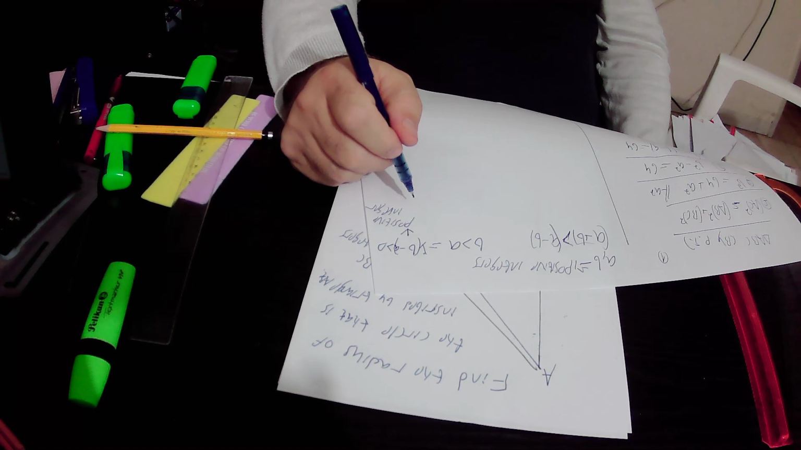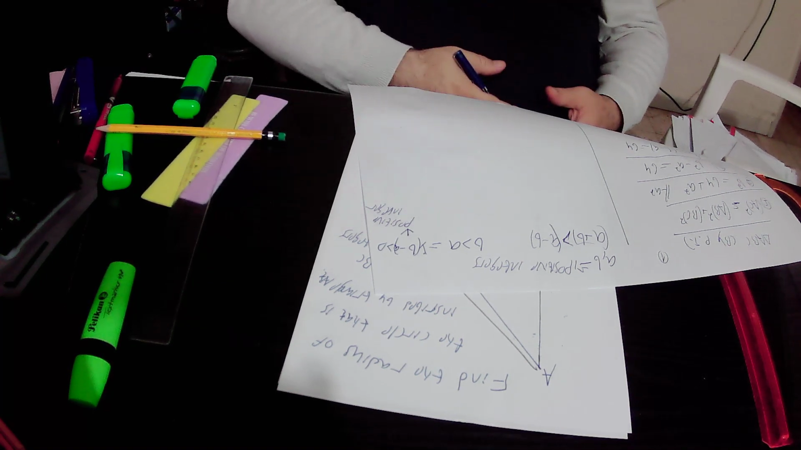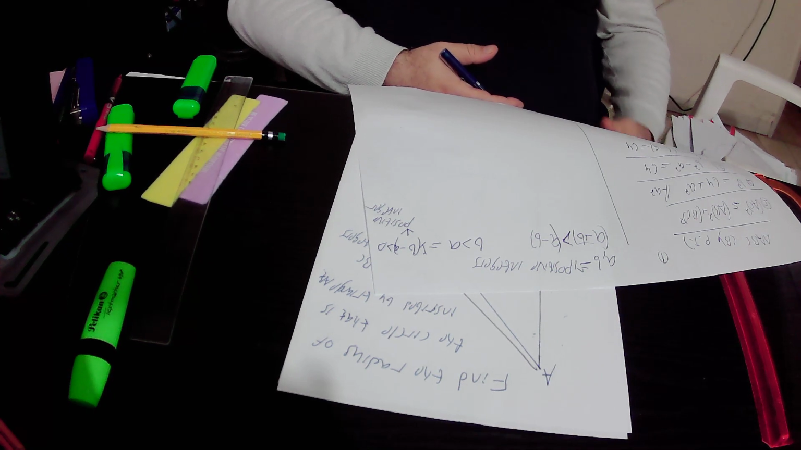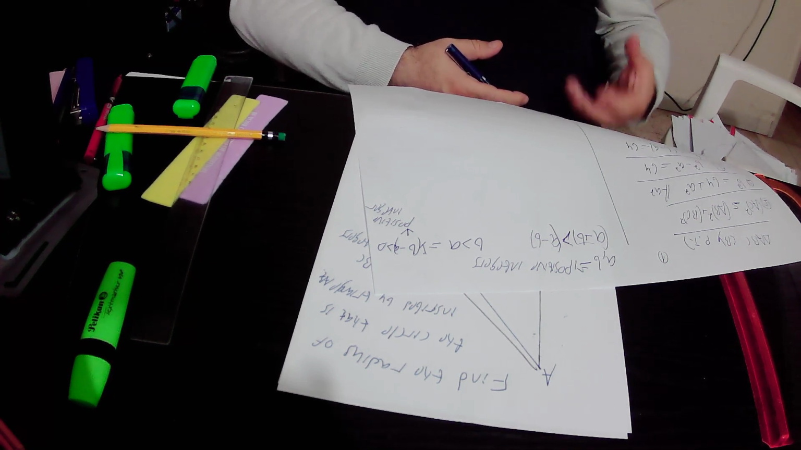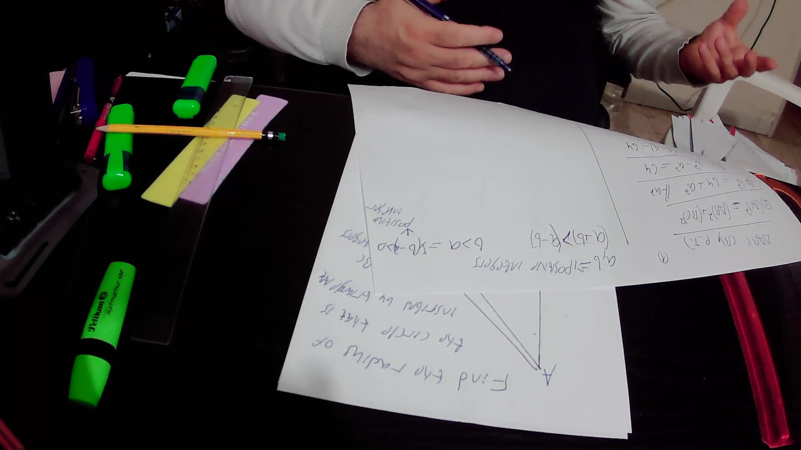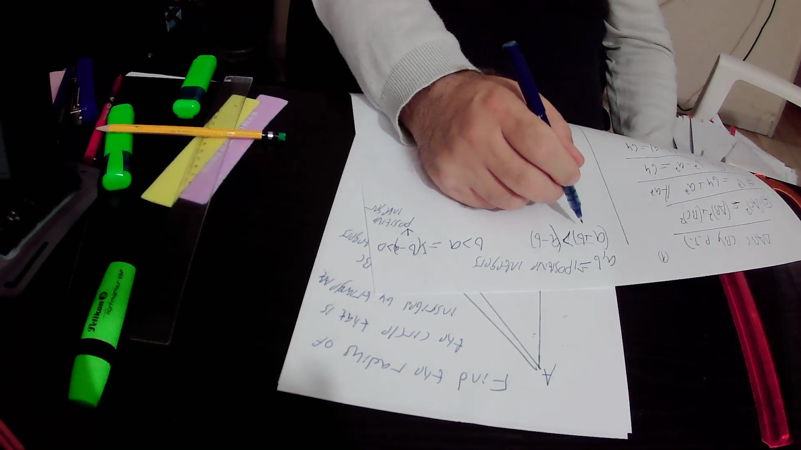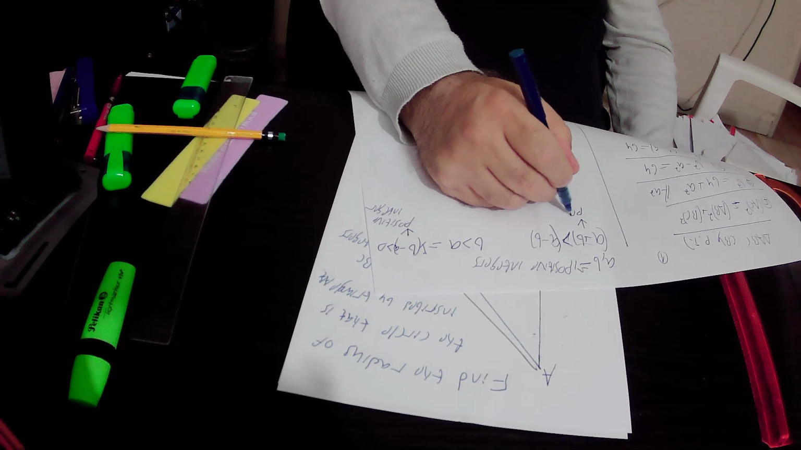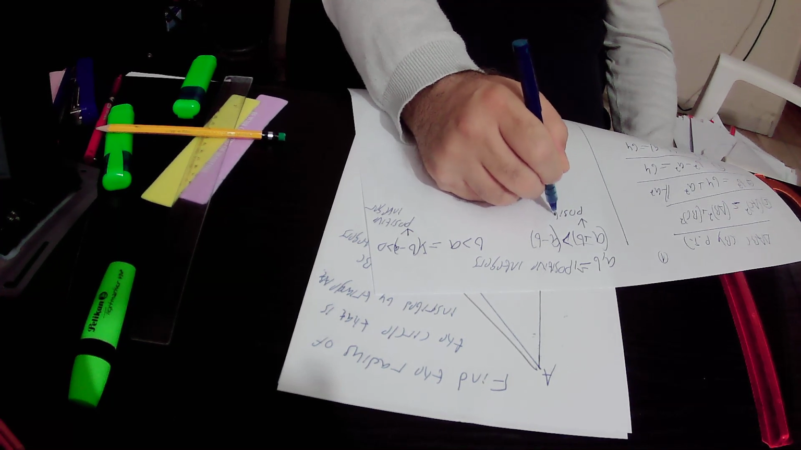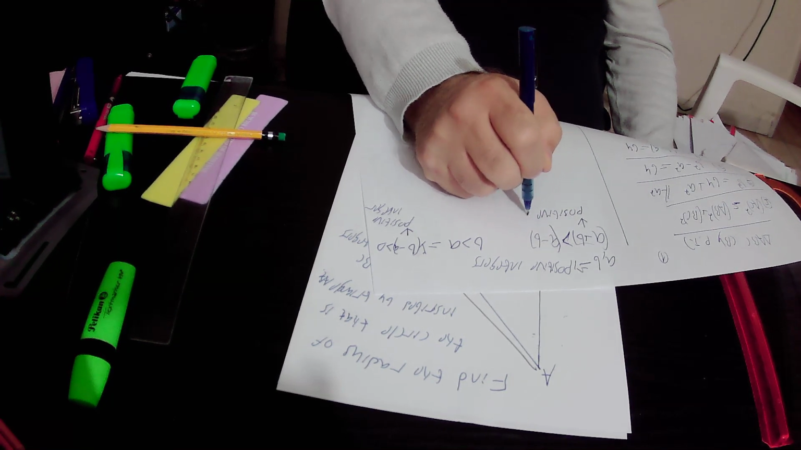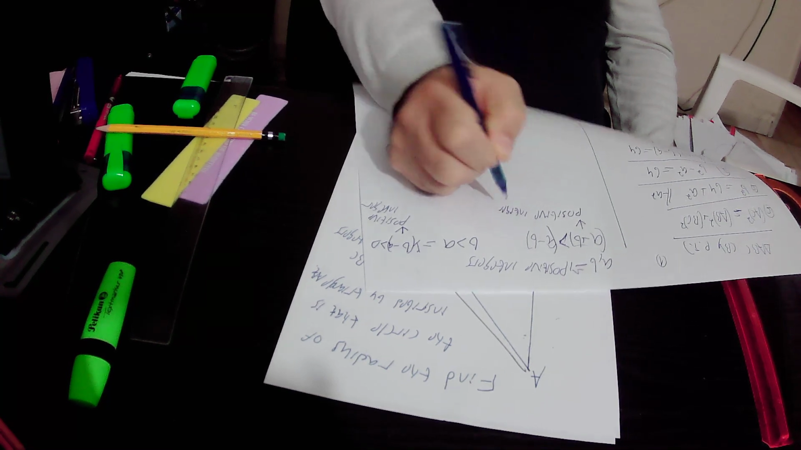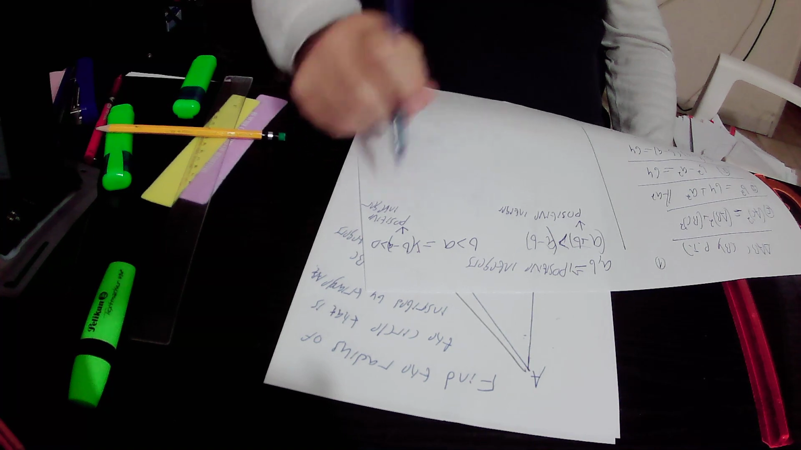A is a positive integer, B is a positive integer. When you add two positive integers to each other, the result must be a positive integer. So A plus B is also a positive integer, and A minus B is also a positive integer.